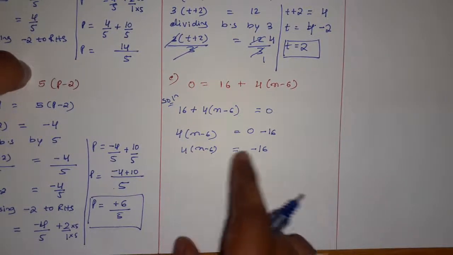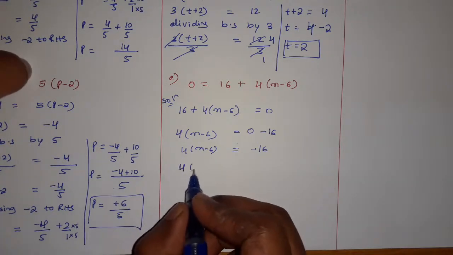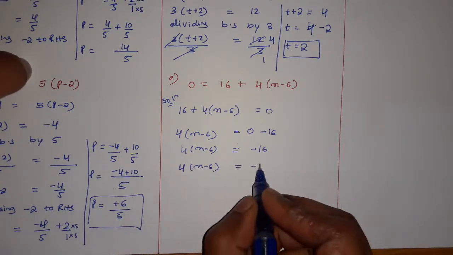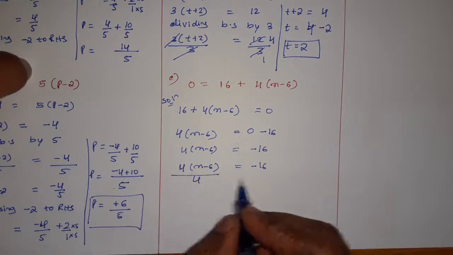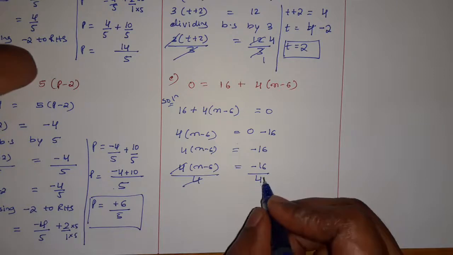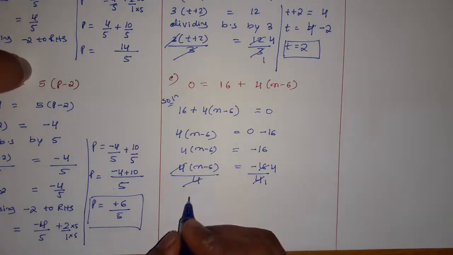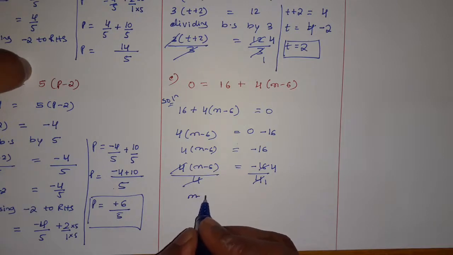Now dividing both sides by 4, because I need to remove this 4. So what I will do, 4m minus 6 is equal to minus 16 divided by 4, divided by 4. So 4 will get cancelled here. 4 1s are 4, 4 4s are 16. Okay, so what remains? m minus 6 remains.